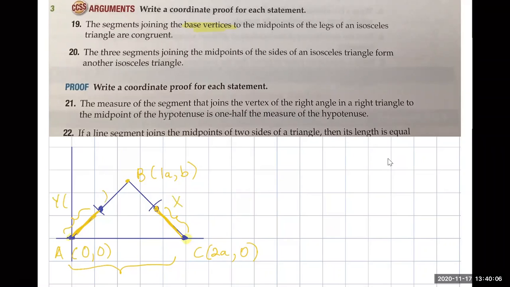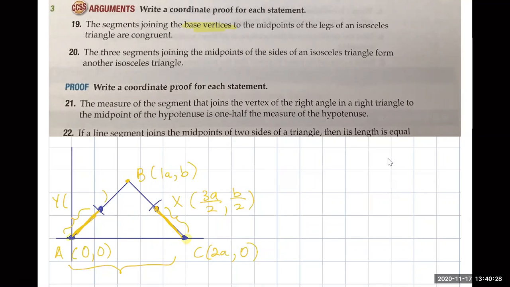Basically, the midpoints. If you're looking at X and you want to find the midpoint of B and C, you add 1A and 2A to get 3A, and then you divide it in half. Do the same thing for the Y's, B over 2.